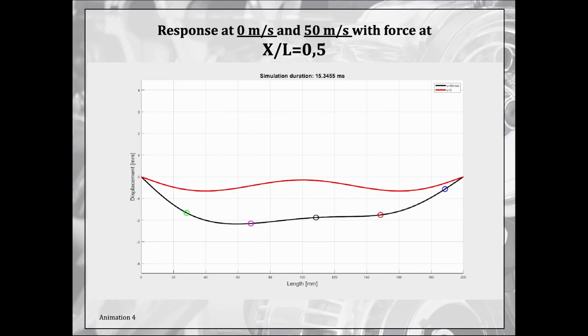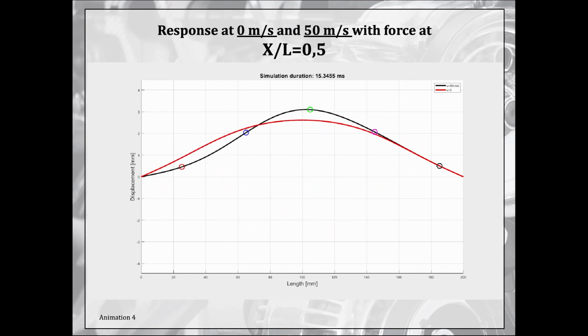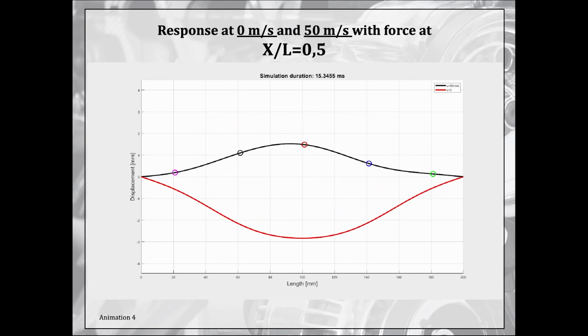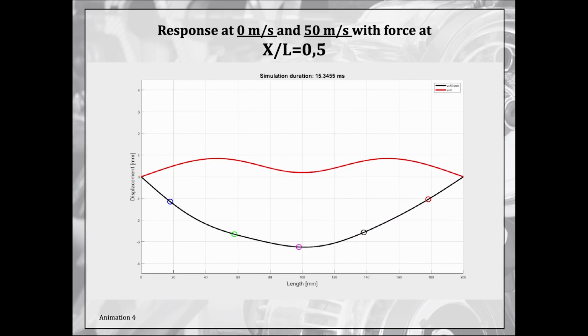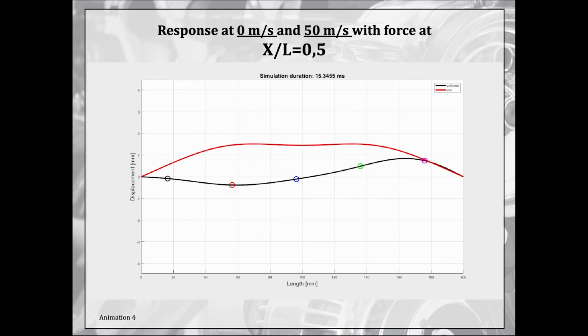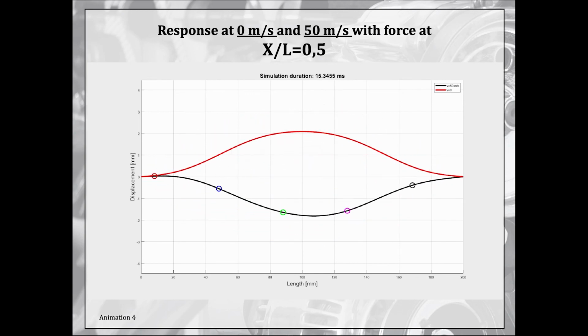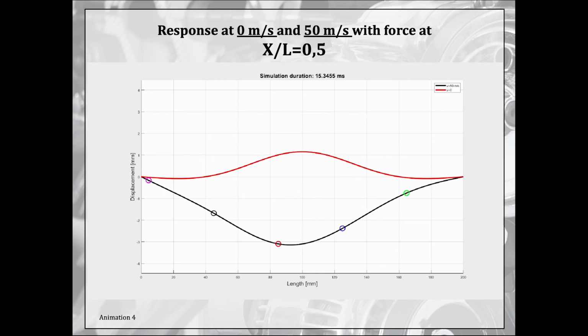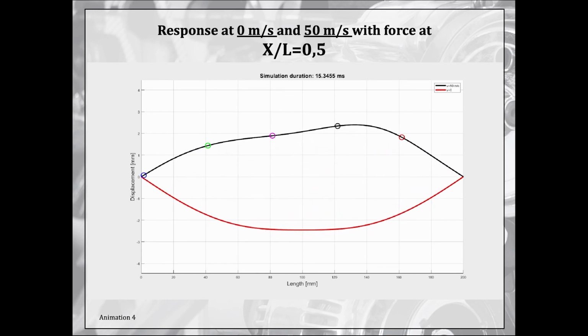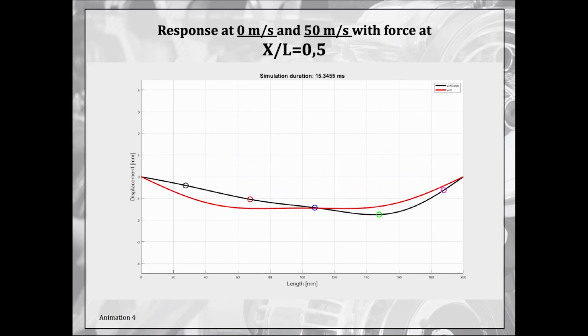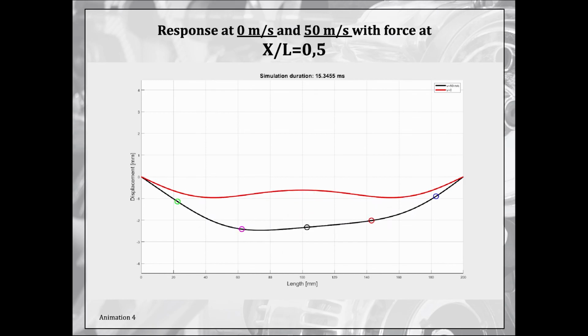Here we have the superposition of the response at 0 and 50 meters per second. So note that the lower natural frequency of the first mode at higher speeds causes the response to lag behind the response of the system at 0 velocity. So if it's unclear, the red line is for the belt at 0 velocity, and then the black line is at 50 meters per second.